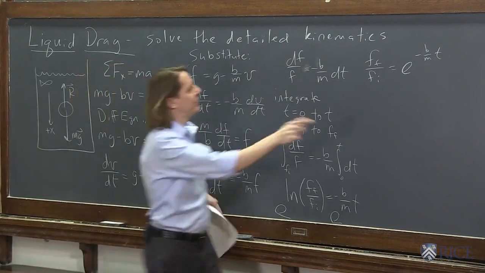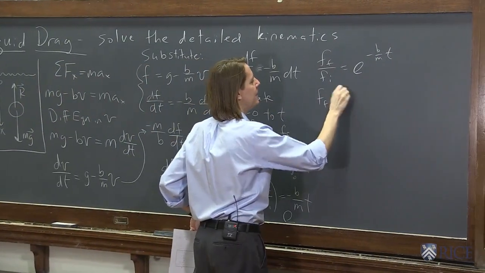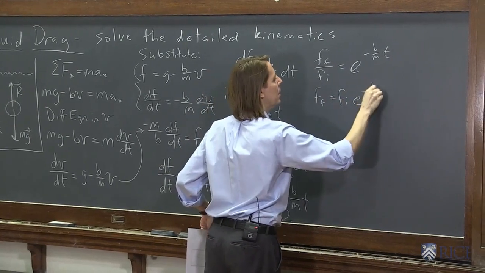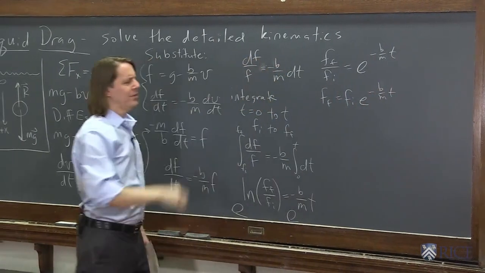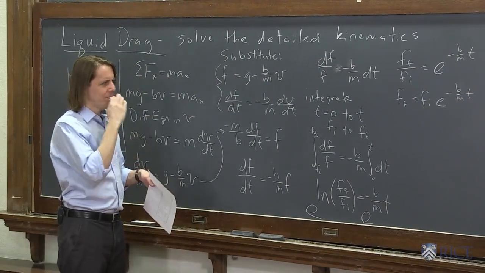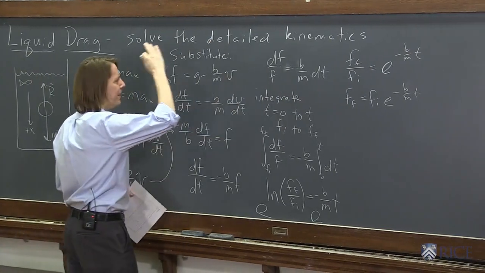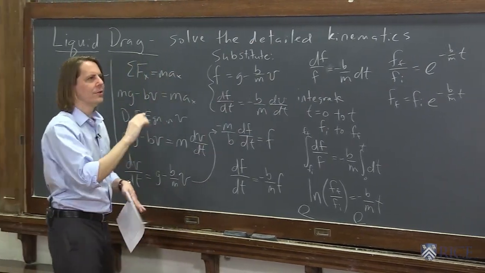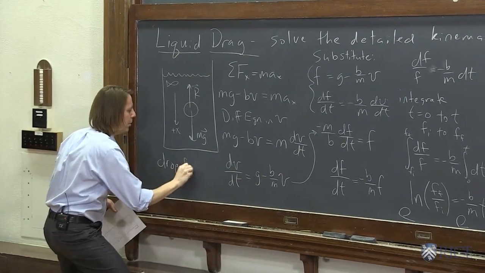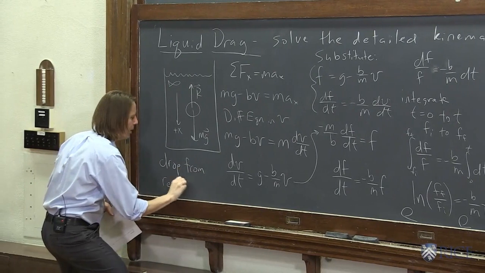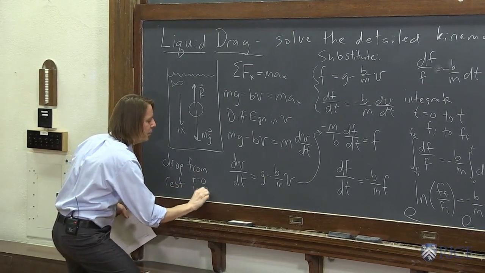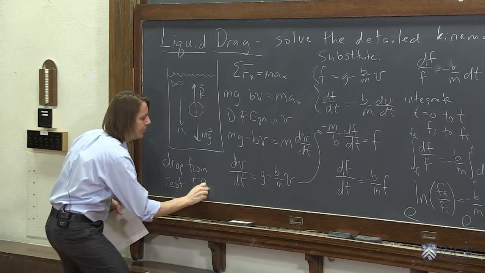Quick way to get there, we go ahead and say, let's say f_f equals f_i e to the minus b over m t. But now we've got to think, what are f_f and f_i? These are the initial and final values of this function that we defined here. So let's think, if we drop this from rest, at t equals 0, v equals 0. We're going to drop it from rest.